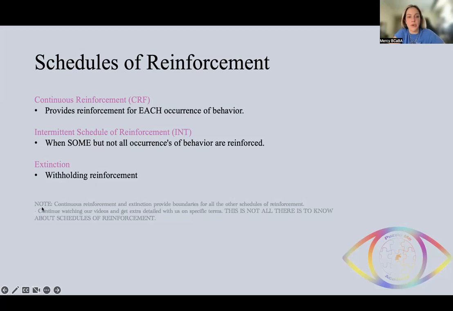Down here, I put a note. Continuous reinforcement and extinction provide boundaries for all other schedules of reinforcement. So continue watching our videos and get extra detailed with us on specific terms. This is not all there is to know about schedules of reinforcement. So I repeated it there just in case anyone's trying to get super detailed on this topic. Take it in little by little because you can confuse yourself, and you want to avoid that, especially for a test.